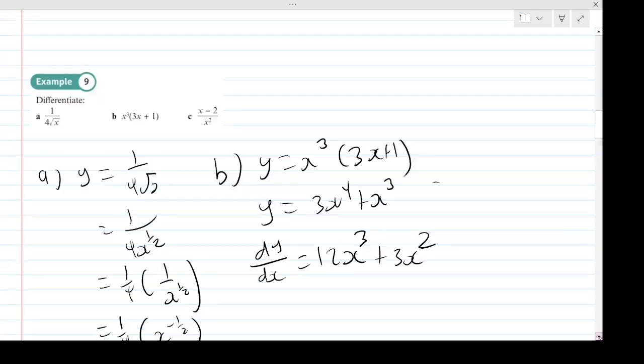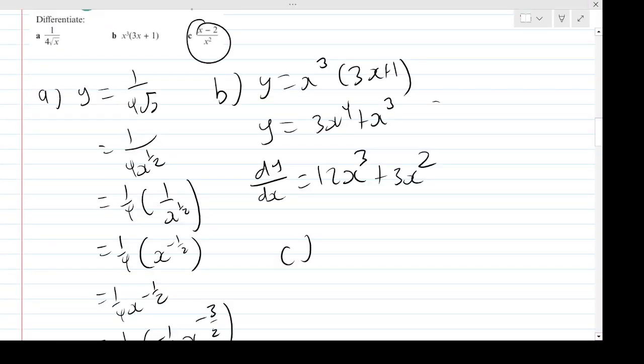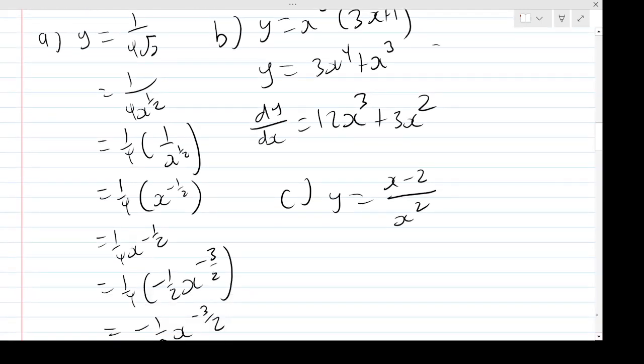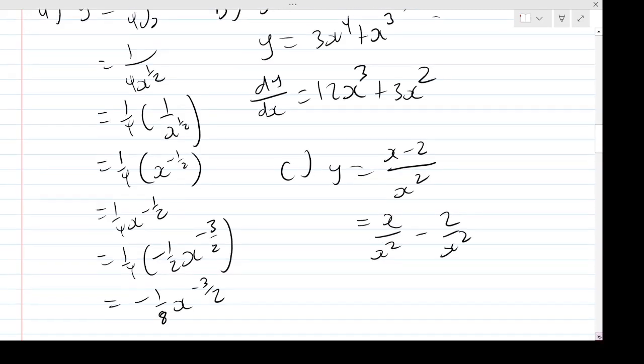Part C then, we now need to differentiate x minus 2 over x squared. Again, it's not really written in the form of x to the n. We don't have just powers of x on its own. So I need to split this up. I need to use index laws again. I can split the fraction up. You might see questions like this pop up. A good strategy is to just split the fraction up, because then that'd be x over x squared minus 2 over x squared. Then we can use index laws.